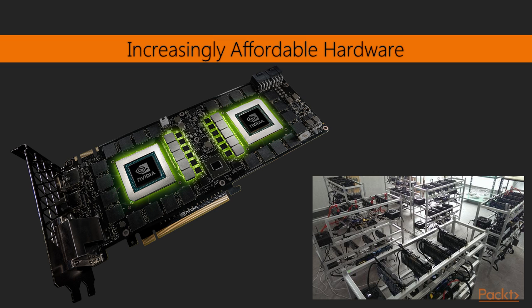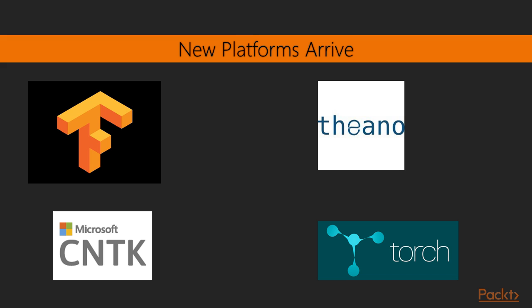Another one is increasingly affordable hardware. Deep learning requires an immense amount of computation, which was beyond the reach of most people just 5 years ago. The widespread availability of GPU cards, their affordability, and the standardization of frameworks, such as CUDA, have opened up the field for the masses. It's now possible to train models, even on laptops.